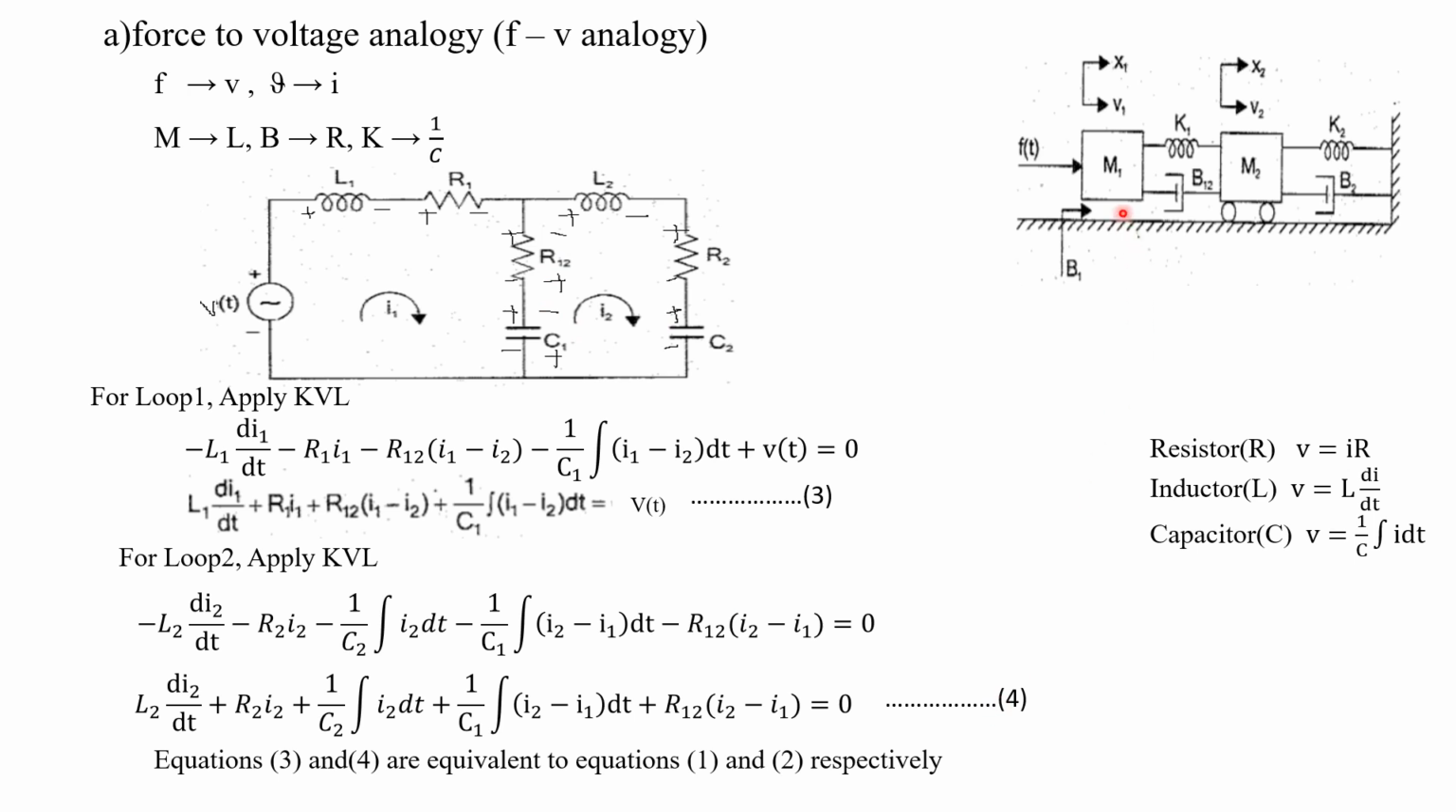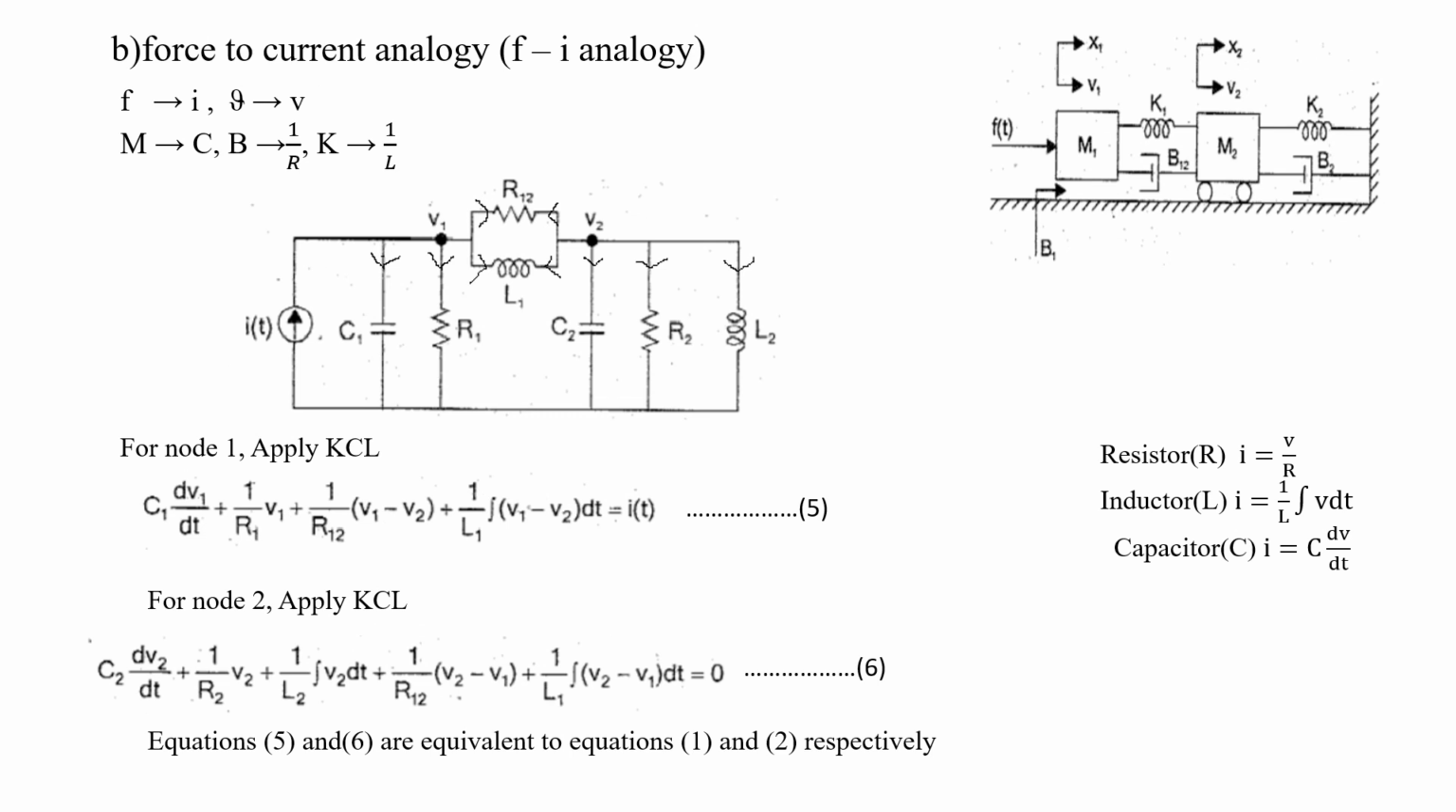In the mechanical translational system, the equation for M1 will be equivalent to the loop equation for this loop 1. Similarly, for mass 2 we have a differential equation that will be equivalent to the equation obtained for this loop 2. That we can compare at last. So this is the first analogy, the force to voltage analogy. Similarly, we have a force to current analogy.